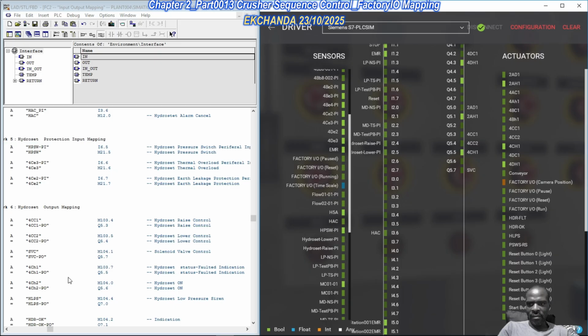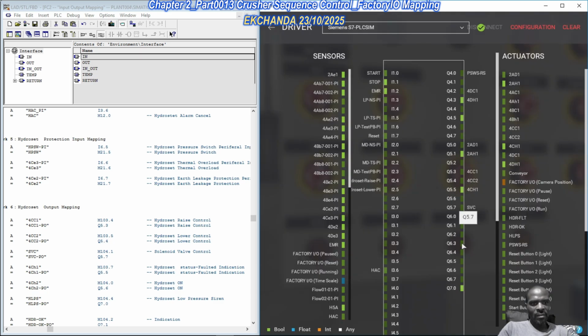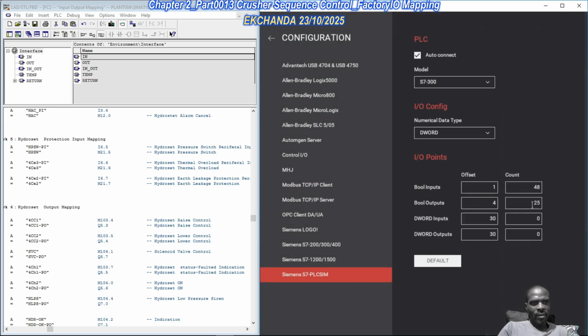And then we're not mapping the hydroset on, right? Then HLPS is mapped to Q7.0, so we need more outputs apparently. So Boolean outputs, do we move to 25 so that we don't have to be doing the same thing? That moves on to 7, 25, maybe 40.